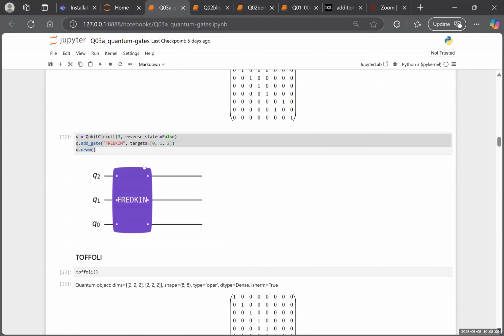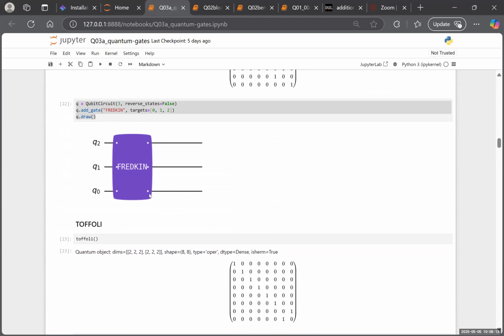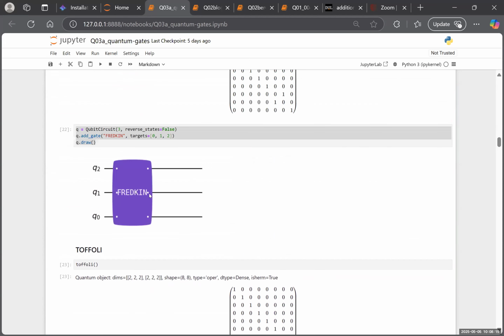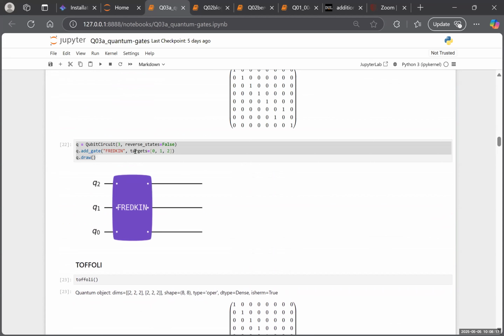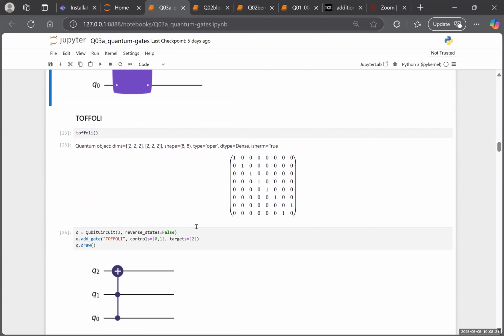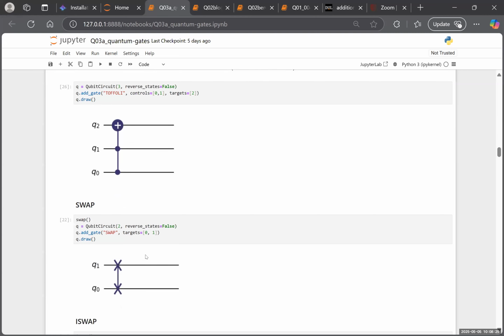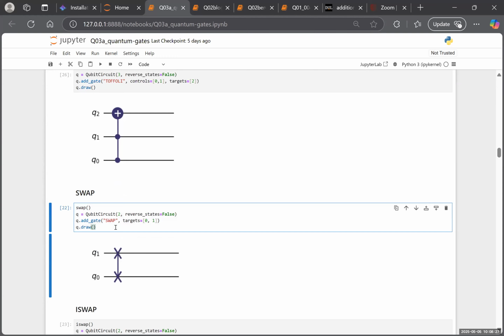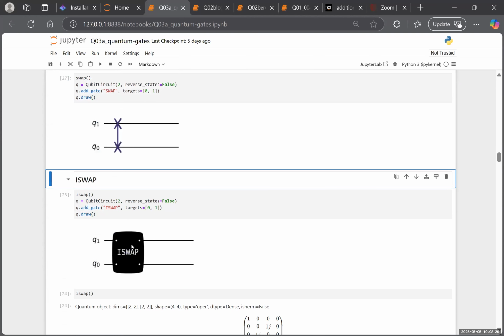But Fredkin is a control swap. Maybe they just treat that as a 3-qubit gate. Did it affect how you write it? You write all the three qubits in the target list, and here's control. So you need to have two controls. Okay, swap gate, iSWAP gate.